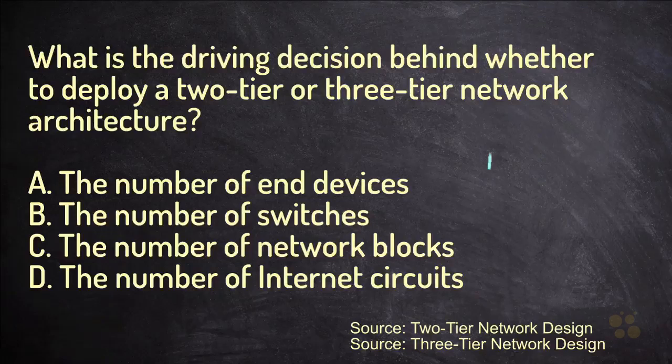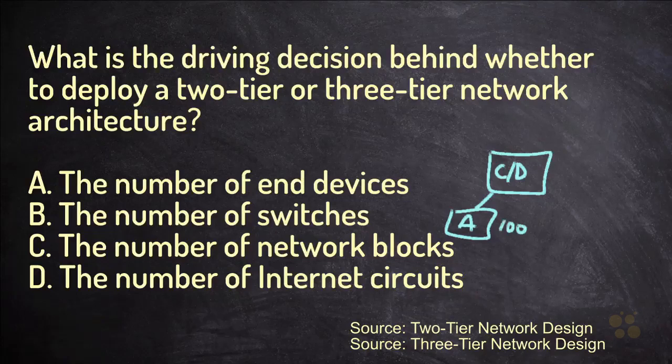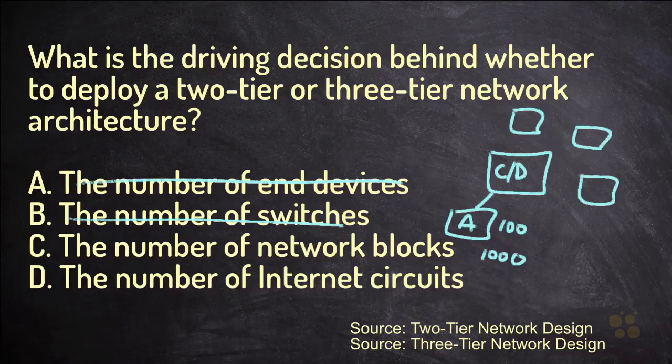Well, if we're going to have a 2-tier design, that means we're collapsing the core and distribution layers into one network block. And so, yeah, we're going to serve the access layer, and this could be 50, 100 switches. It doesn't matter how many switches there are. So we're not too worried about B. And of course, because we could have 1,000 clients hanging off of this, we also don't care about the number of end devices. What really matters is how many network blocks we're going to try to bring in to this collapsed core and distribution layer.